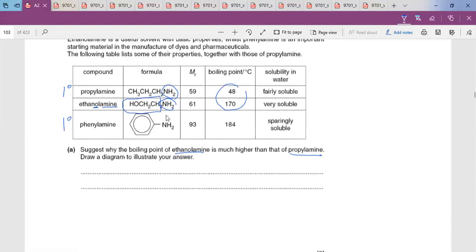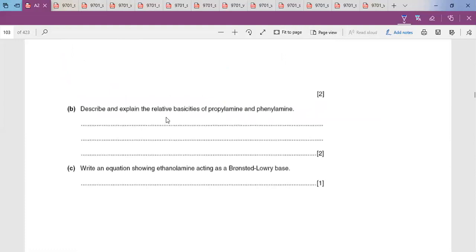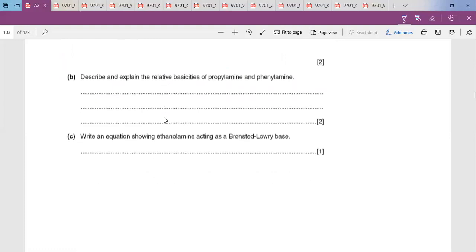Now let's go to the basic stuff. The first one. Describe and explain the relative basicities of propylamine and phenylamine. The word relative means you compare. It means which is more basic and why? 2 marks. Describe means which is more. Explain means why is it more?